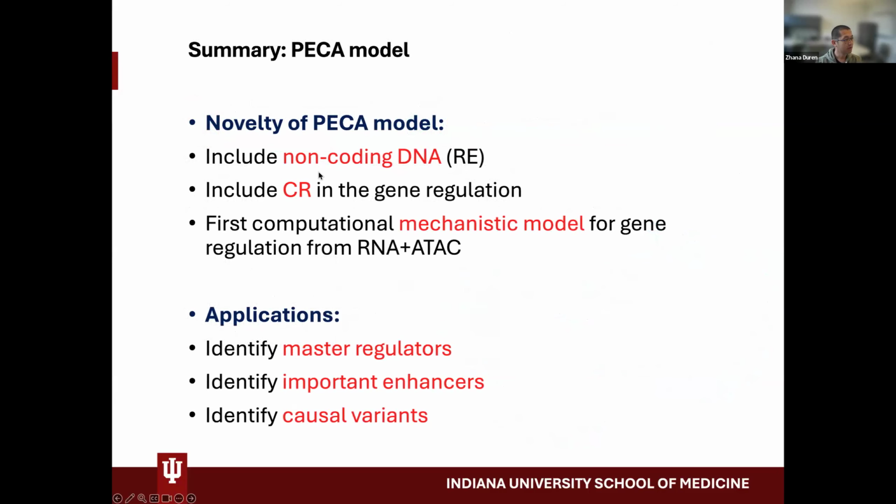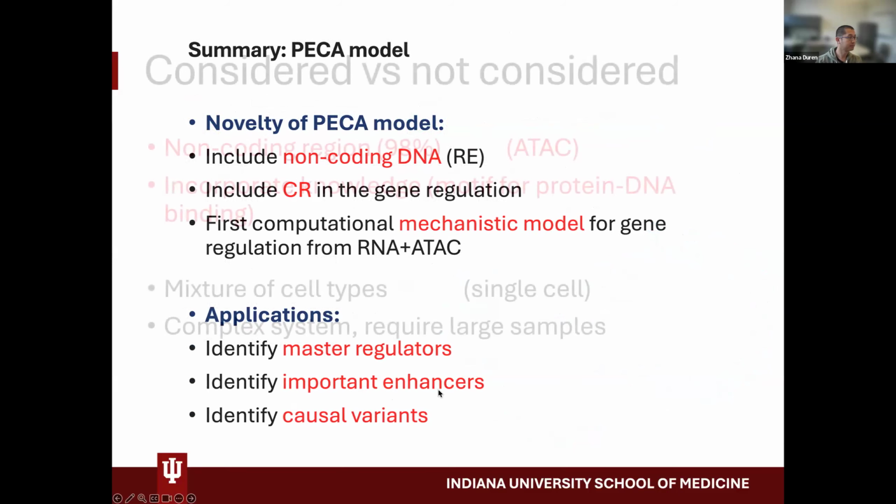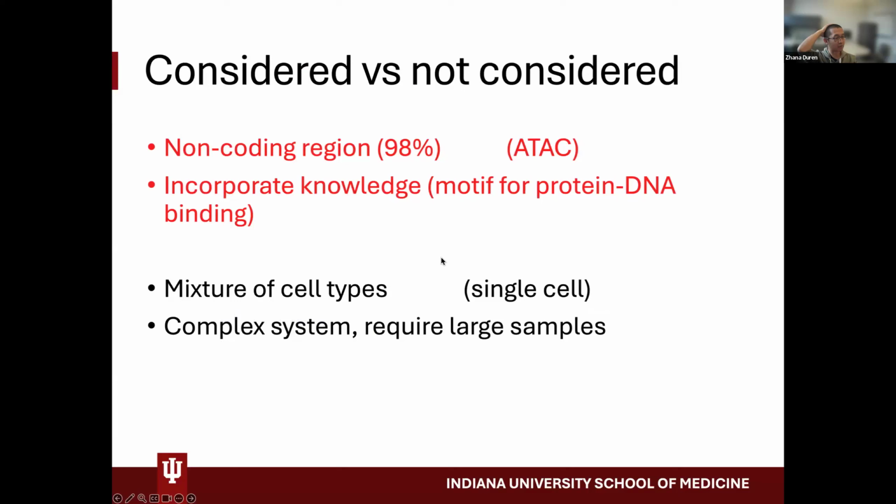So in the PECA model, we consider non-coding DNA and chromatin regulators, and it is a mechanistic model for gene regulation from RNA and ATAC. The application can identify regulators and causal regulators and enhancers. So what is considered and what is not considered in that model? We consider the non-coding region that previous models do not consider, and we also incorporate knowledge like motifs of protein and DNA binding.